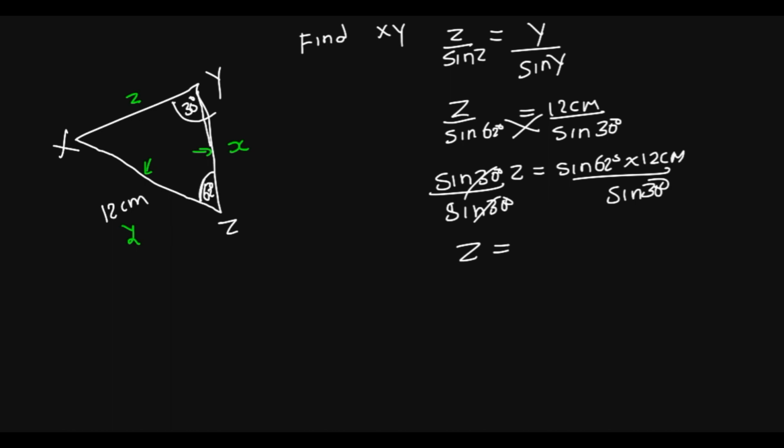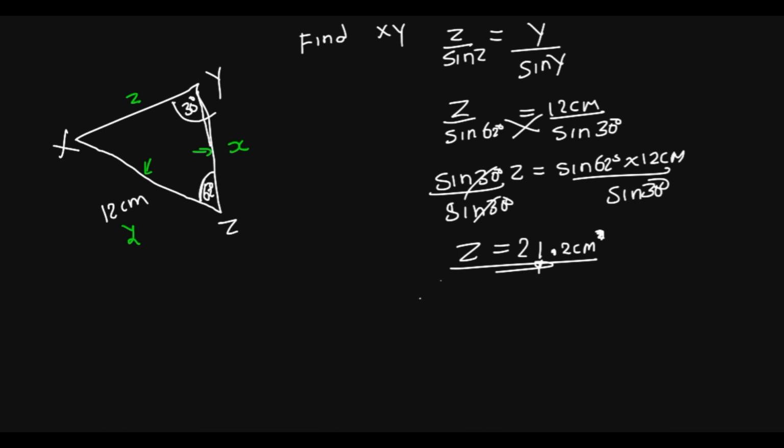I recommend whenever you are dividing like this, make sure you put them in parentheses. So we have sine 62 times 12, divided by sine 30. So I'm getting about 21.2 centimeters. So this is my distance.